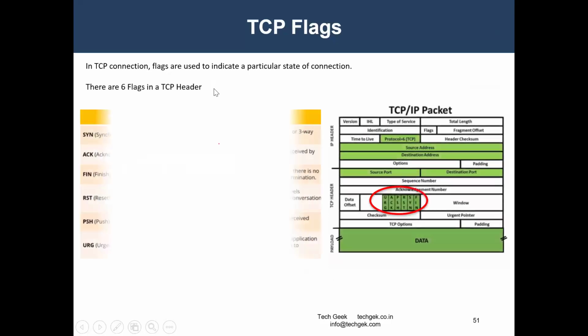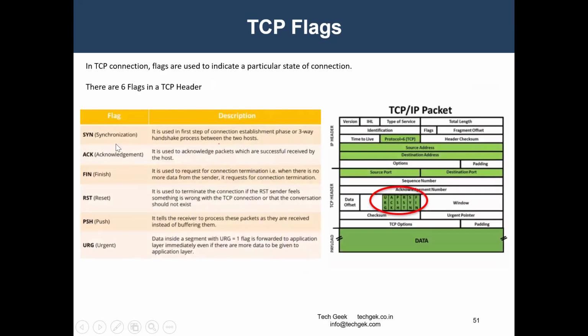Okay. Now if I talk about the TCP flags, there are 6 flags. You can see that. These flags are push, synchronize, acknowledge, finish, reset, and urgent. Synchronize is used for the first step of connection establishment, before the three-way handshake takes place. So the initiating request from the client to the server goes with the synchronize packet.